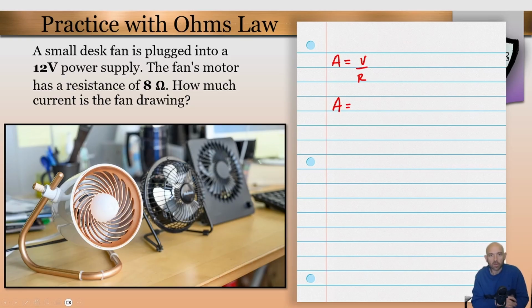Pretty easy problem here. And we know that the power supply for the fan provides an electrical potential of 12 volts. We know that the fan assembly has a resistance of 8 ohms. And so to solve for amps, we need to simply divide 12 by 8. And 12 divided by 8 is going to be 1.5. So there is 1.5 amps of current powering our desktop fan.